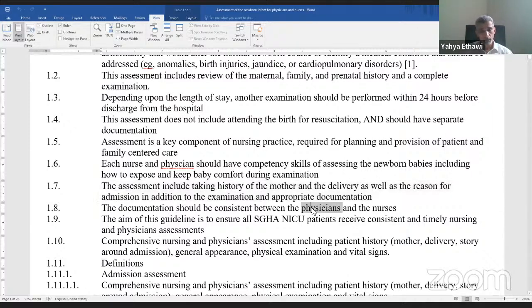When we do the documentation, it's vital that before you start to enter your note, you use a template, so everybody uses the same format. That's one. Second, before you enter your note, you have to discuss it with the nurse, and the same vice versa. When the nurse writes notes, she has to discuss it with the physician. So the notes should be consistent between both. And if they have doubt, they have to report to their superior.